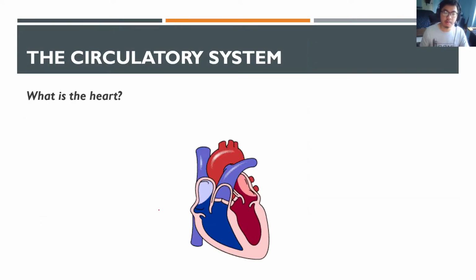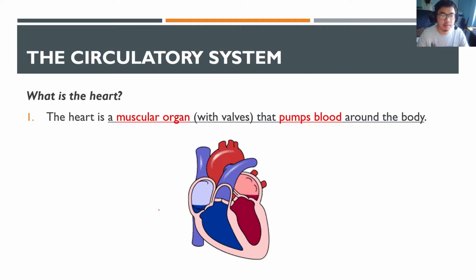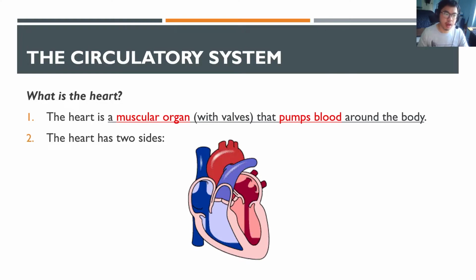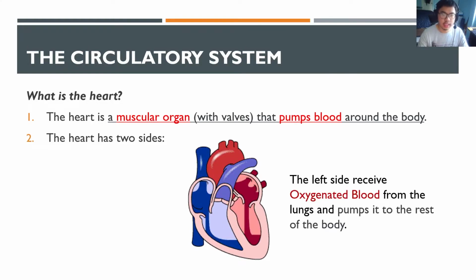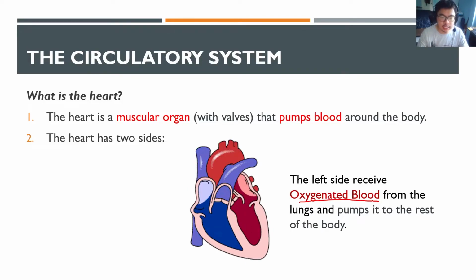So let's talk about the heart. The heart is a muscular organ with valves that pumps blood around the body. So the heart pumps blood so that the blood goes around the body. The heart has two sides. The left side receives oxygenated blood from the lungs and pumps it to the rest of the body. Oxygenated blood means blood that carries oxygen. There's oxygen inside that blood, and this blood, of course, comes from the lung.